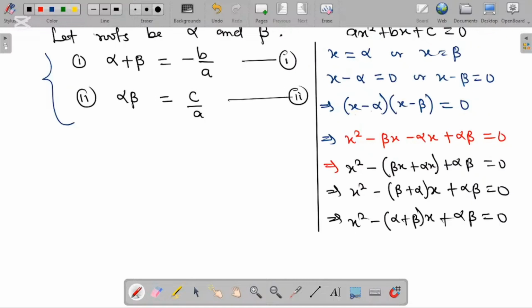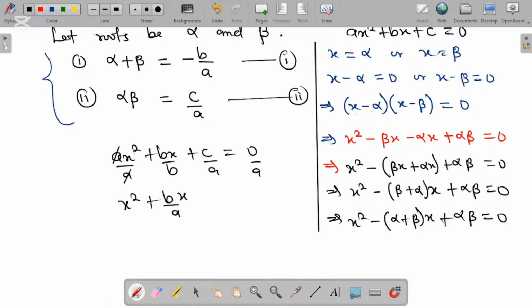If you compare this equation with what we have originally, which is ax squared plus bx plus c equal to 0, look at this one. The coefficient of x squared here is 1. So let's divide through by a. If we divide through by a, a will go away, so we have only x squared plus bx over a, then plus c over a is equal to 0 here.